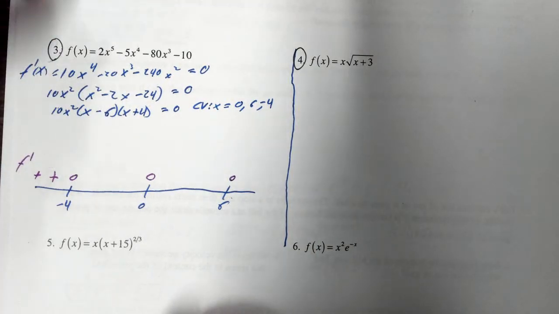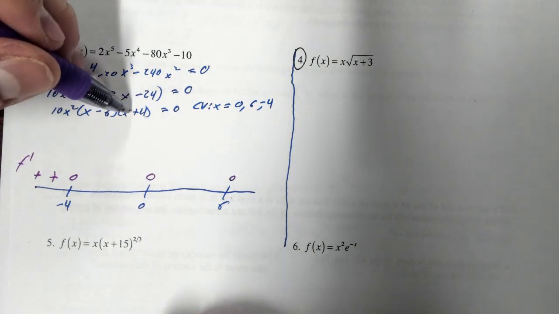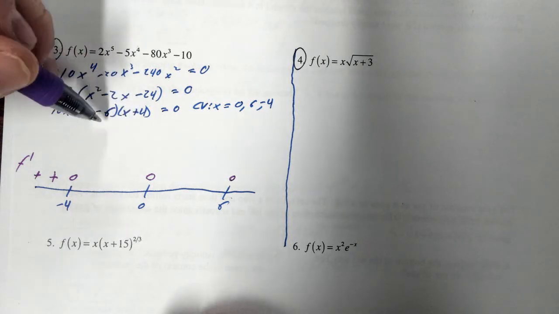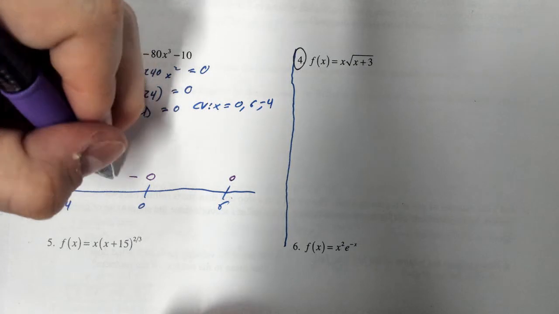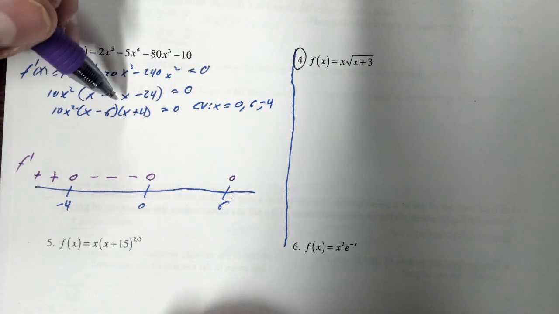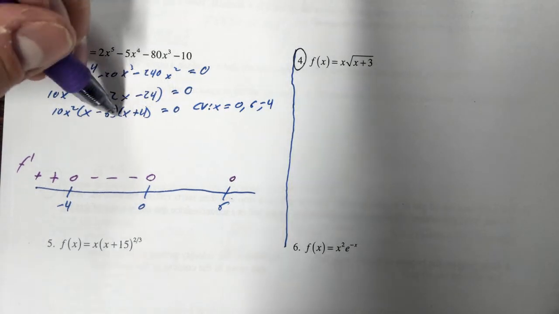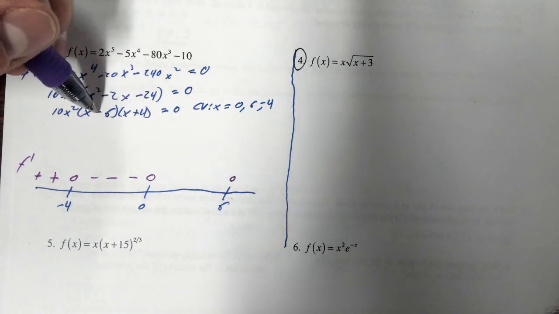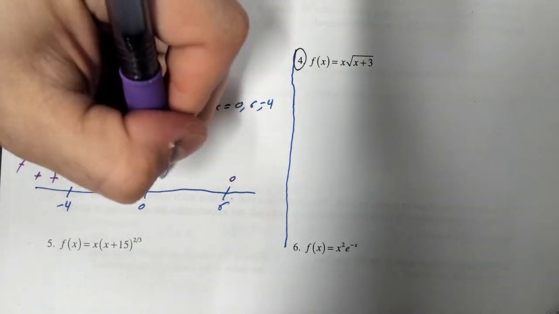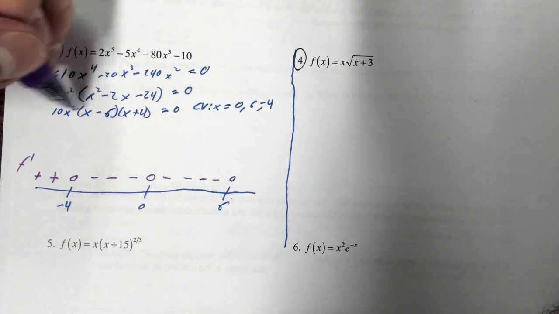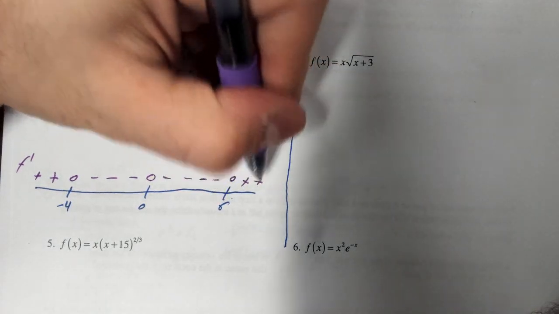Or if I plug in negative 1, negative 1 plus 4 would be positive. Negative 1 minus 6, negative. So this is going to be negative in that section. We put in a positive 1. Positive 1 plus 4 is positive. Positive 1 minus 6, negative. That'd be positive. Then after 6, everything will be positive.